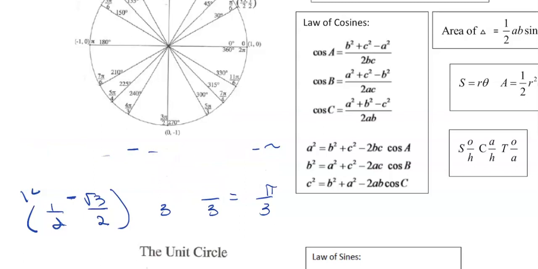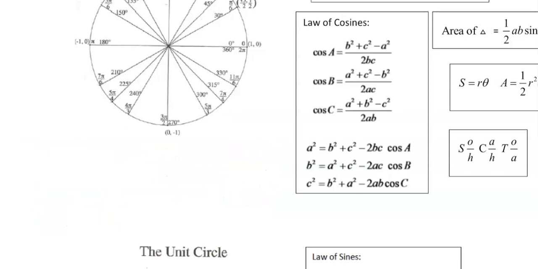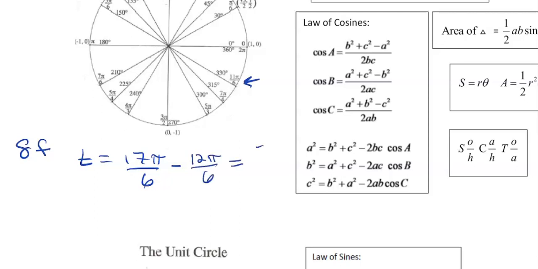We'll do that right here. Okay, so look at 8F. And 8F says T is 17 pi over 6. I can't reduce it, but 11 pi over 6 is the highest I go in my unit circle. So I'm just going to go directly and start subtracting away circles. So 12 pi over 6 is a full circle. That gives me 5 pi over 6, which is on my unit circle.